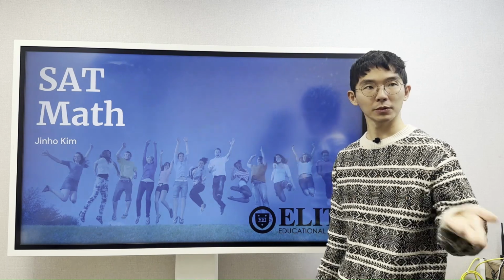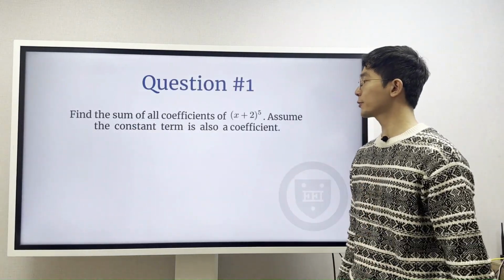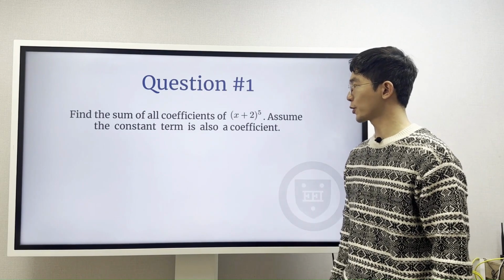Okay, go ahead. So question number 1. Find the sum of all coefficients of (x + 2)^5. Assume the constant term is also a coefficient.